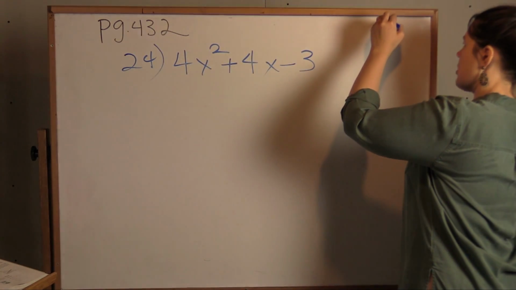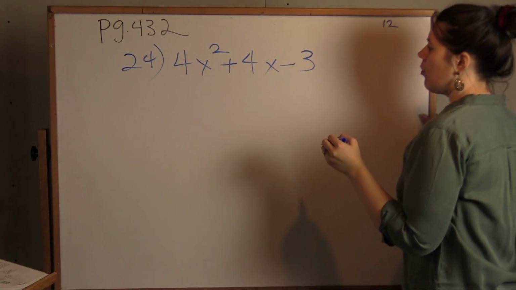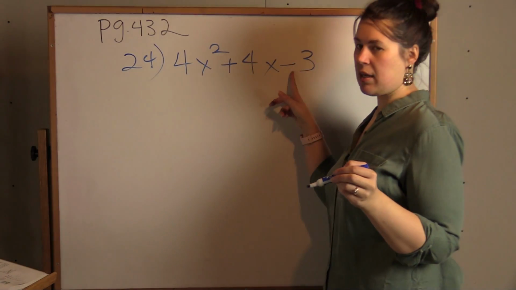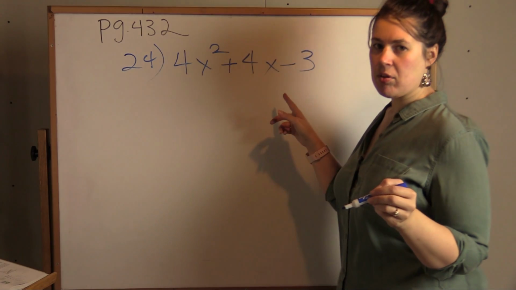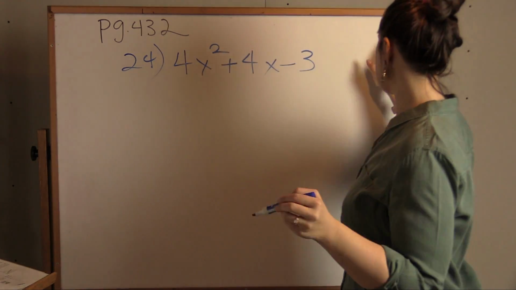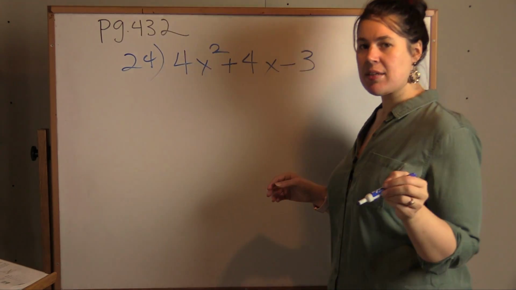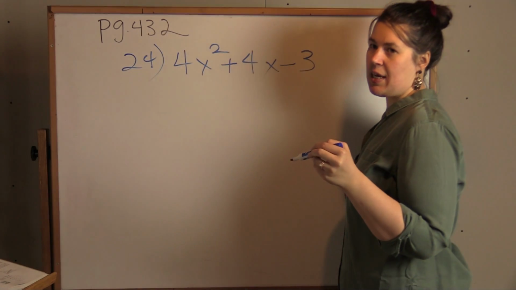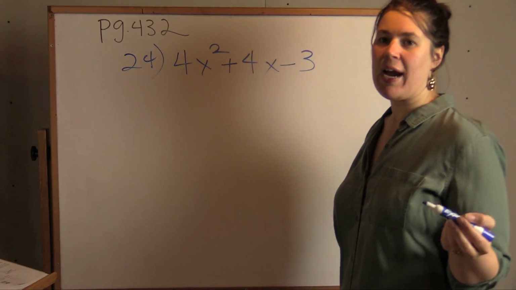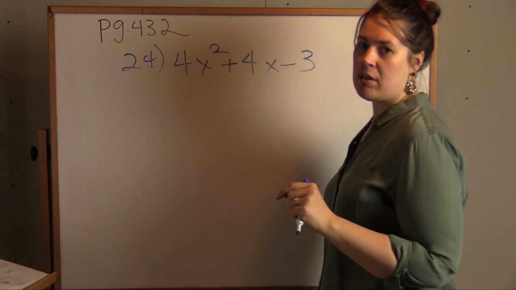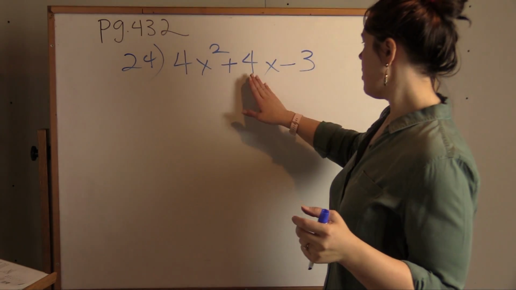So 4 times 3 is 12. We still want to look at our signs though. This is negative, so I'm going to be looking for different signs. One of these factors of 12 is going to be positive, one is going to be negative, and because one's positive and one's negative, that means they're going to be subtracting rather than adding. So I need 2 factors of 12 that subtract to equal 4.